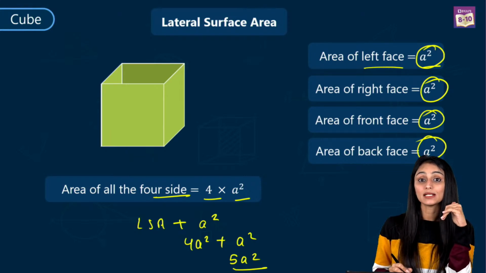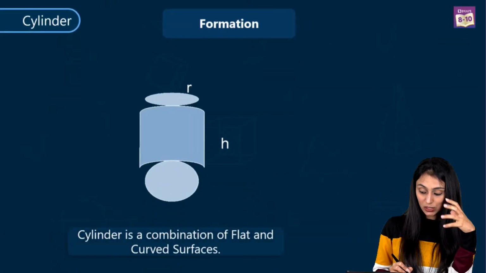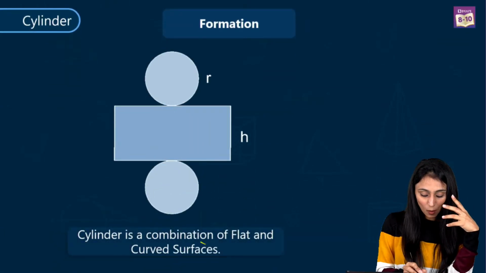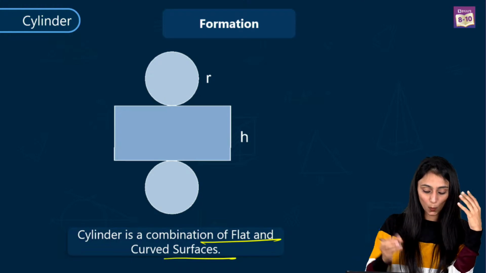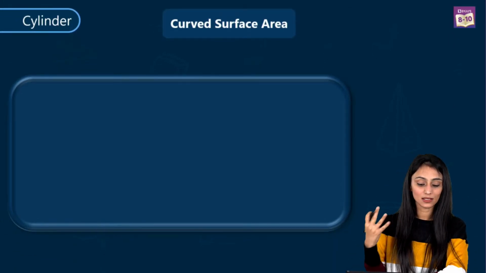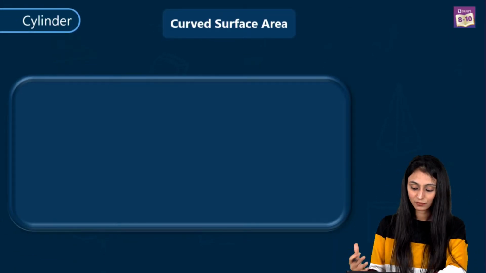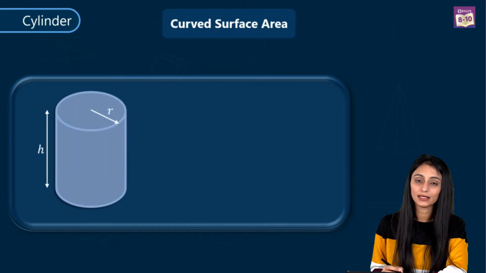Now, as I said, I'll be discussing the combination of flats and curved surfaces as well. So now we will talk about the cylinder. So it's basically a combination of flat and curved surface, correct? So you can see how the cylinder actually opened up. So here, we will talk about its curved surface area, right? Which is basically the lateral surface area. So this is a cylinder. It has got a radius r and height as h.